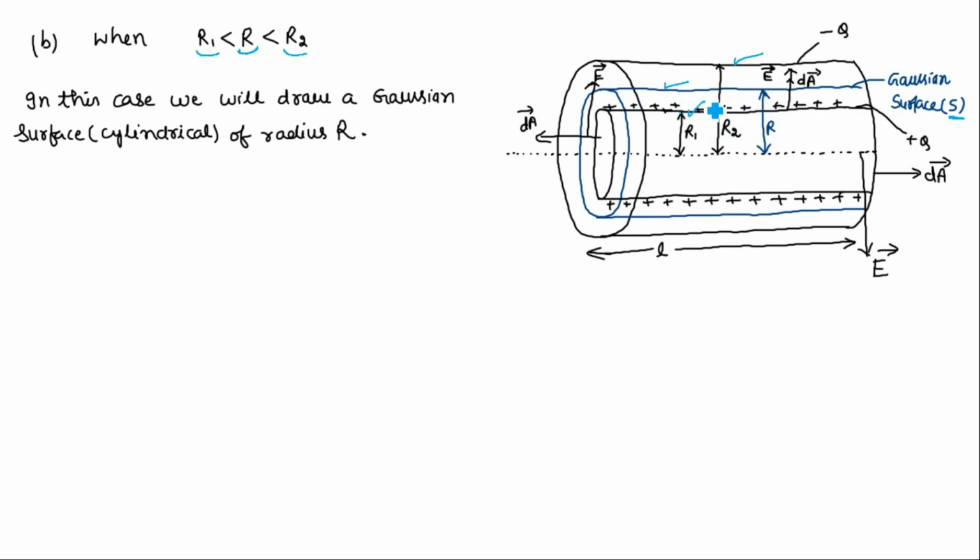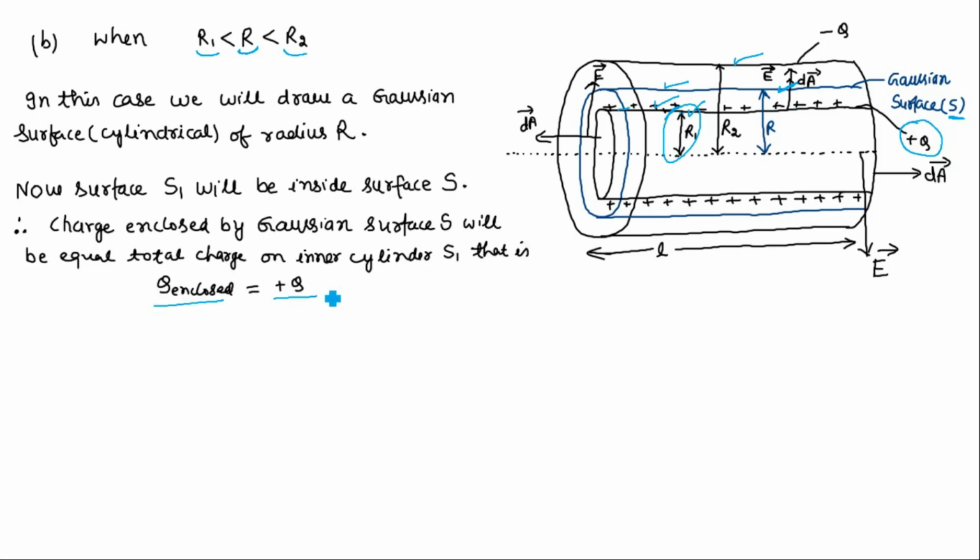You can see this Gaussian surface will enclose the inner cylinder whose radius is r1. So the charge enclosed by this Gaussian surface will be equal to the charge on this inner cylinder, and as per the problem this charge is given to be plus q. Hence we can now use Gauss law.